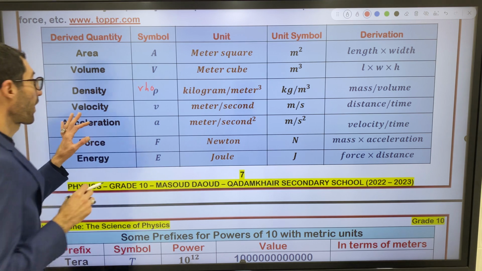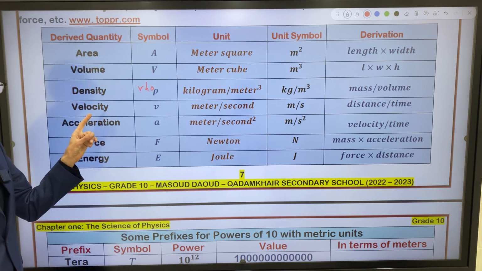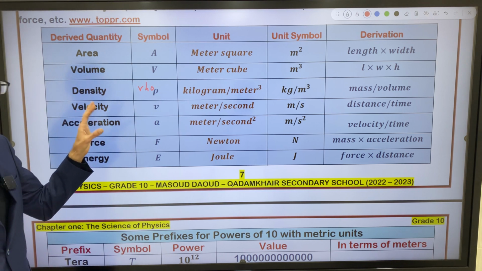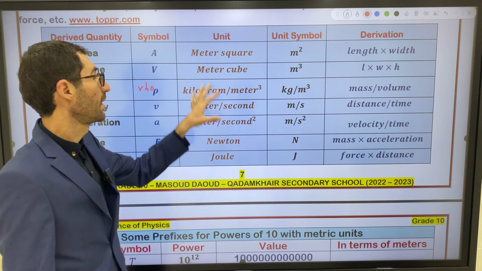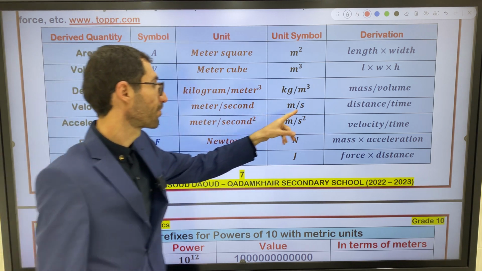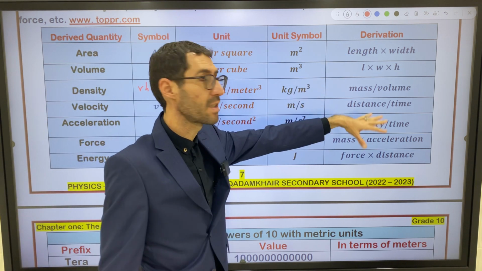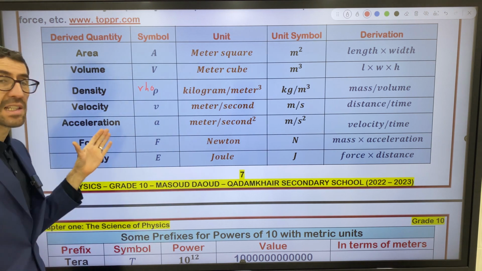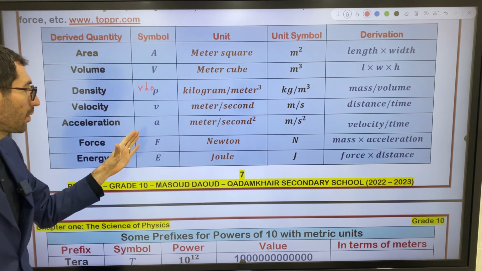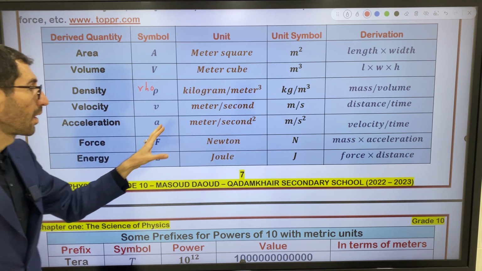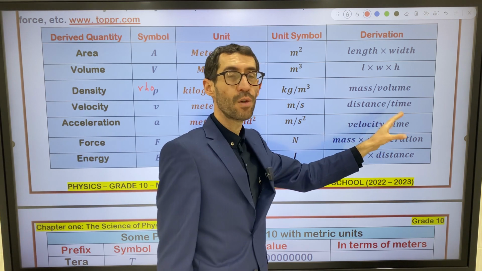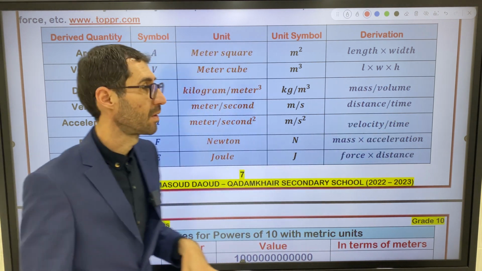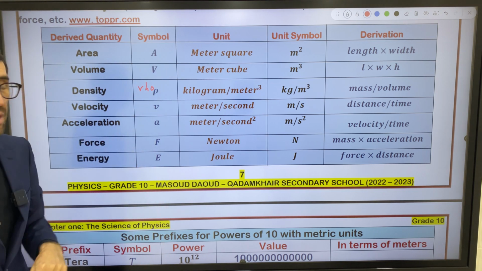Let's move on to another one. Velocity is another derived physical quantity, with symbol small v. The unit of velocity is meter per second, and the rule is distance over time. We have acceleration, with symbol small a. The unit is meter per second squared. Velocity over time is the derivation of acceleration.